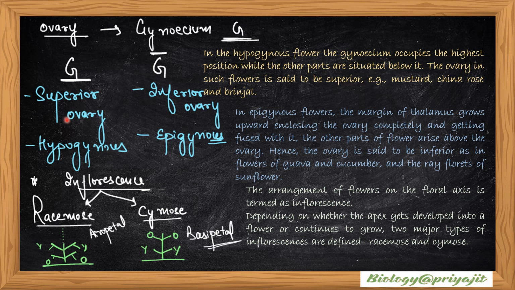What happens in case of epigynous flower? The margin of thalamus grows upward, enclosing the ovary completely and getting fused with it. The other parts of the flower arise above the ovary. So, the ovary is present below the other parts of the flower. Here we'll write a line above the letter G, and this condition is denoted as epigynous condition of the flower, and the ovary is called inferior ovary.